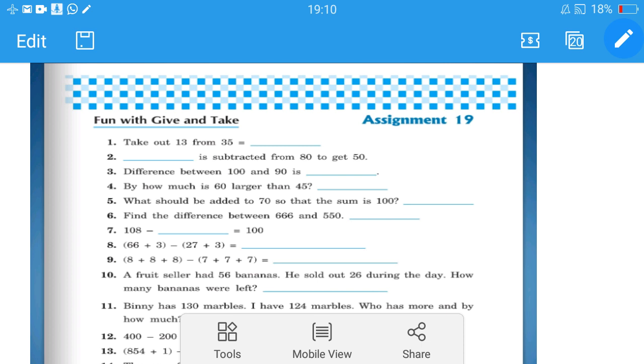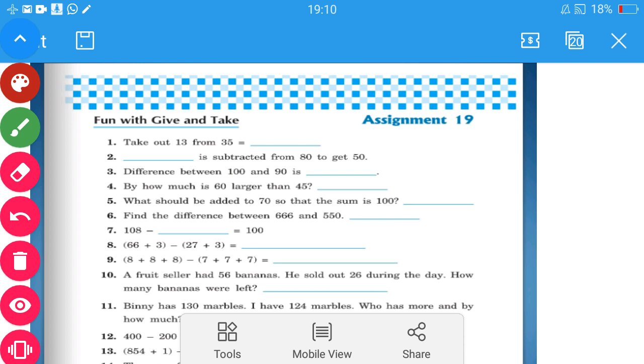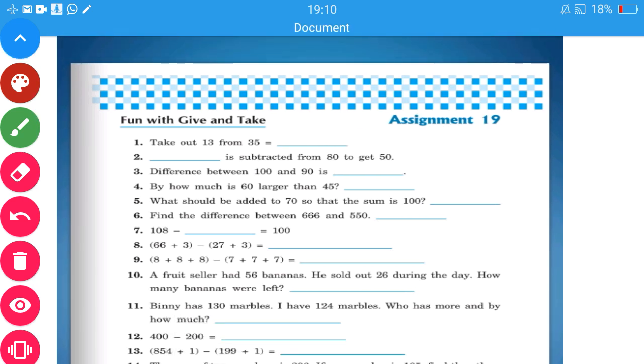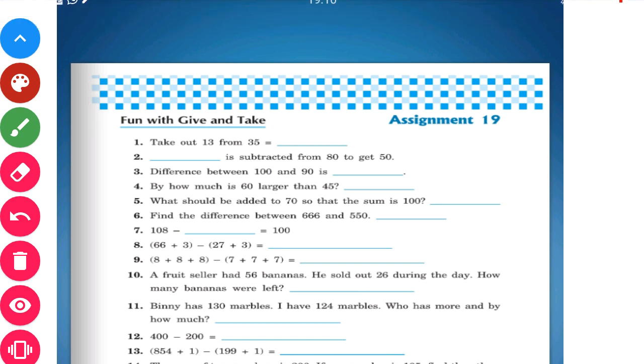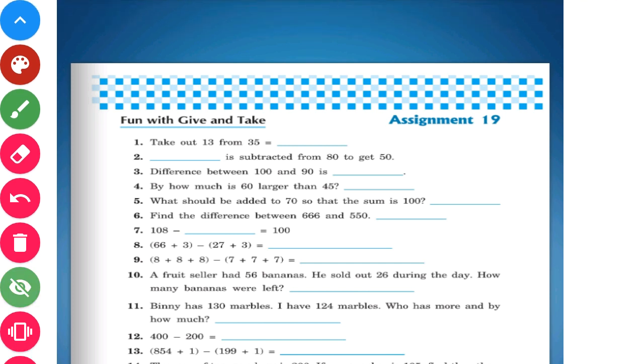So, starting with the first question, our first question is: take out 13 from 35. Now pay attention to the words that have been used here. Take out 13 from 35. Take out means to subtract. Take out means what? To subtract. So what do we have to do here? We have to subtract 13 from 35.